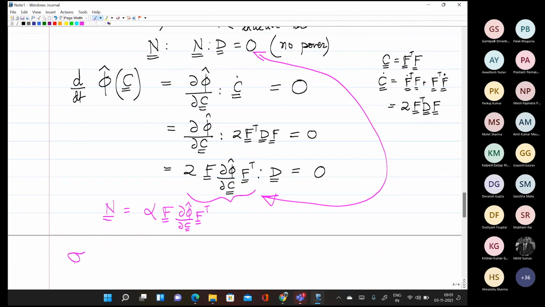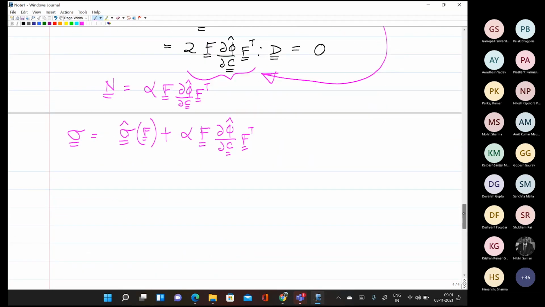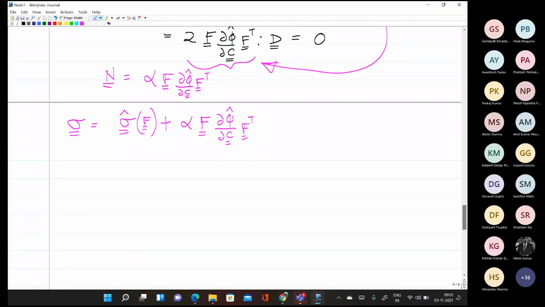So basically sigma is then one term coming from the constitutive argument, and the other non-reactive term is then alpha times f into del phi hat by del c into f transpose. Okay, is that clear to everyone?